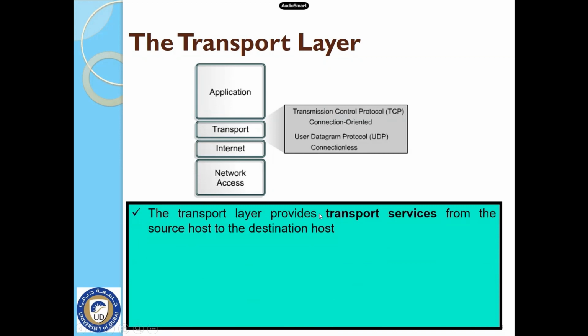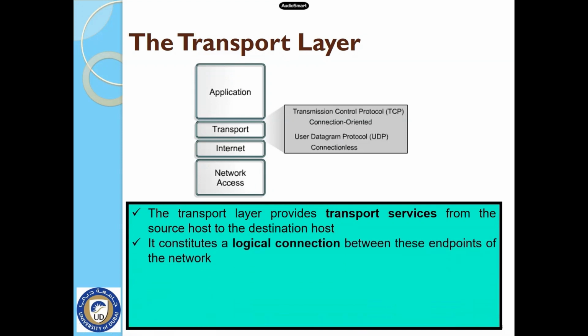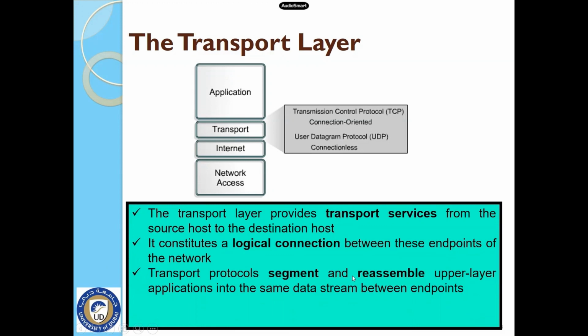So the transport layer provides transport services from the source host to the destination host. Again, in the OSI model, we said that it segments the data into packets and sends them over the network. So it constitutes a logical connection between these endpoints of the network. Transport protocols segment and reassemble. There you go, those are exactly the keywords in the OSI model. Segment the data when sending it; at the receiver side, it will receive the segmented data and reassemble it, reassembling the other layers' applications into the same data stream between endpoints.